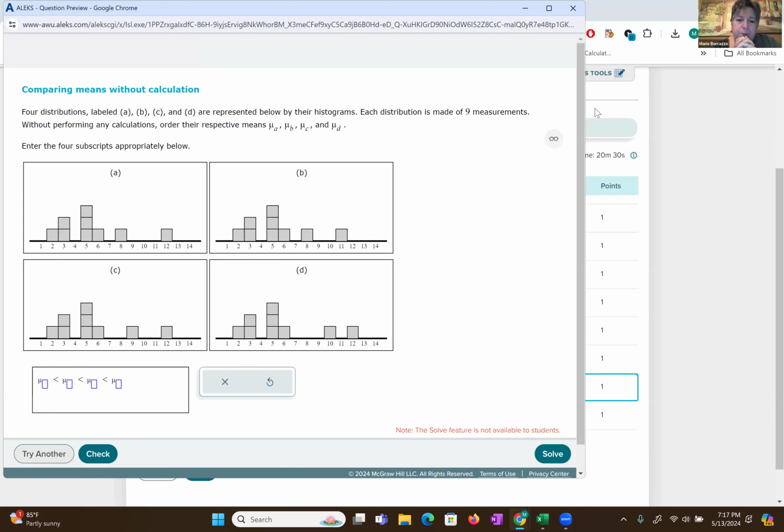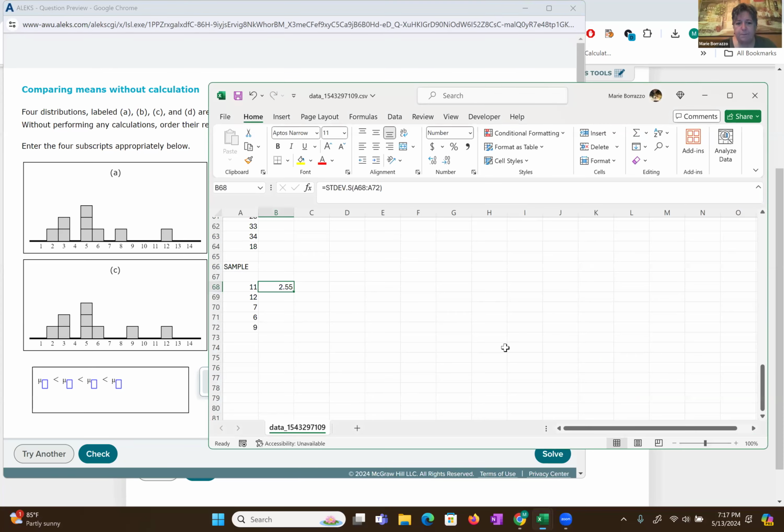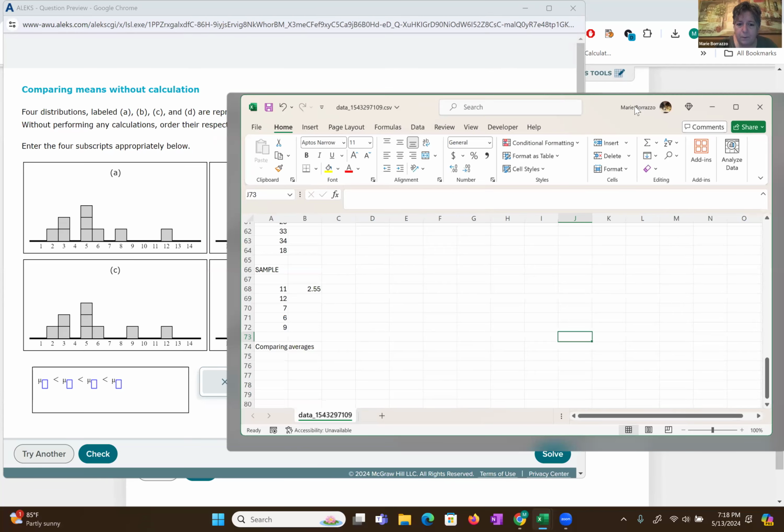My reasoning is, when you think about the average, you're looking at how centered things are, how close they come together. My suggestion for this one is with the boxes. For comparing averages, let's do four of them because there are four of these. I'm going to call them A, B, C, D. So bear with me.